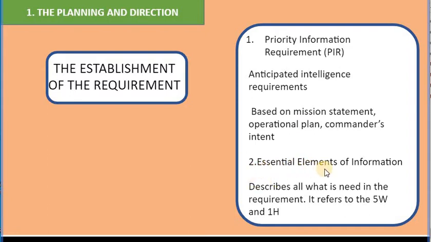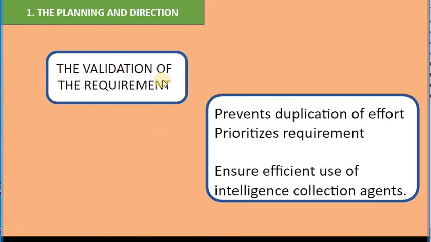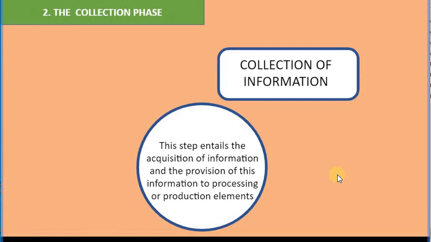Number 2, we have the essential elements of information, or EEI. It describes all that is needed in the requirement. It refers to the 5 Ws and 1H. Next, validation of requirement. It prevents duplication of effort and prioritizes requirements. It ensures efficient use of intelligence collection agents.